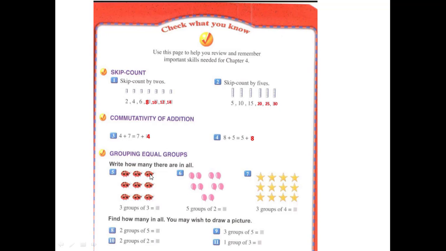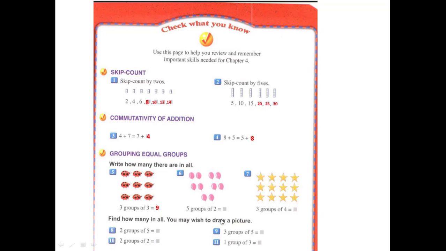Now write how many there are in all. How many groups do you have? 1, 2, 3. Each one of them contains 3. Let's count together. In all you have 1, 2, 3, 4, 5, 6, 7, 8, 9. Okay, 3 times 3 is equal to 9.